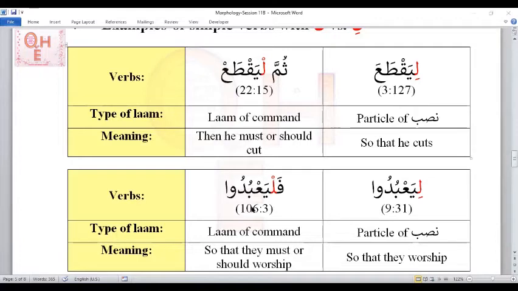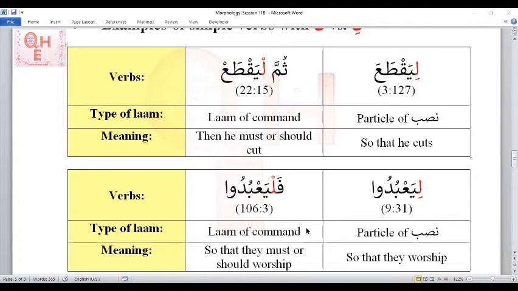فَلْيَعْبُدُوا. Okay, so I see lam sakina immediately after fa. So this is lam of command. This is a command verb. How about the verb in the next column? لِيَعْبُدُوا. Okay, over here I see clearly lam kasra li. So this is a nasb particle.